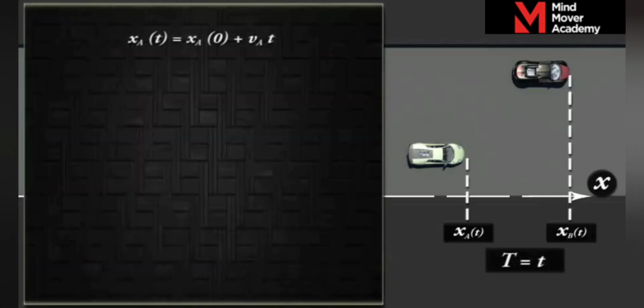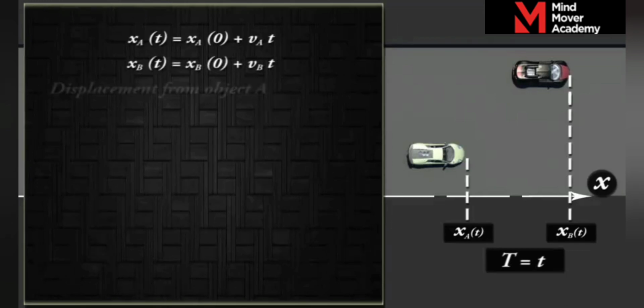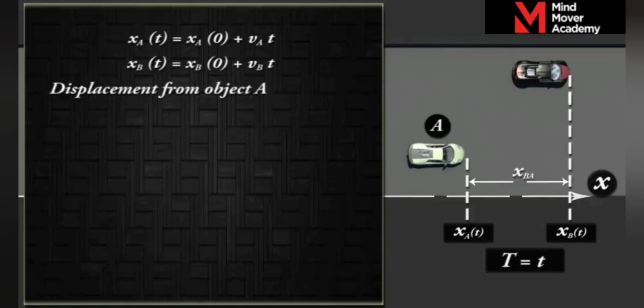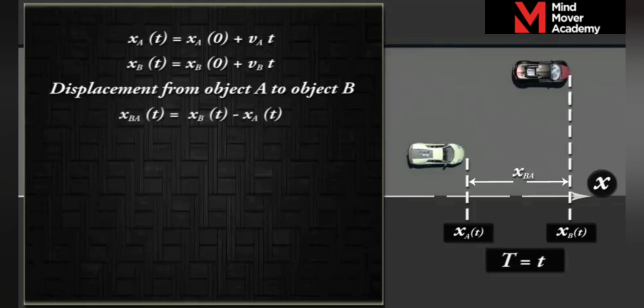xA(t) is equal to xA0 plus vA t. xB(t) is equal to xB0 plus vB t. Then, the displacement from object A to object B is given by xBA(t) is equal to xB(t) minus xA(t). xBA is equal to xB0 minus xA0 plus (vB minus vA) into t.